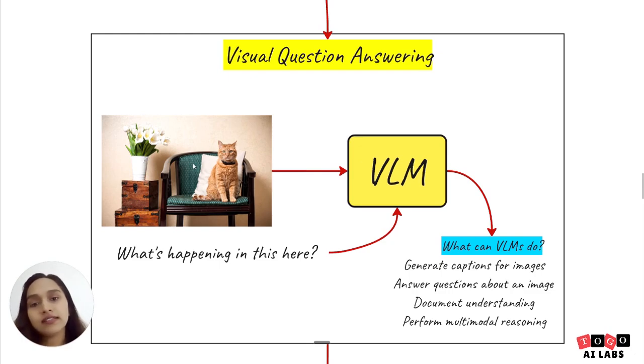A VLM doesn't see just the pixels. It recognizes the objects, the people if there are people, and the context. So if I show this picture of a cat sitting on a chair and ask what is happening here, then the VLM understands the image, the context, the objects, and the whole scene. And it also has the ability to generate captions for this image. So simply, if I ask what can a VLM do, it can generate captions for images, it can answer questions about an image, it can document understanding, and it can perform multimodal reasoning. So a vision language model can be used for all of these tasks.